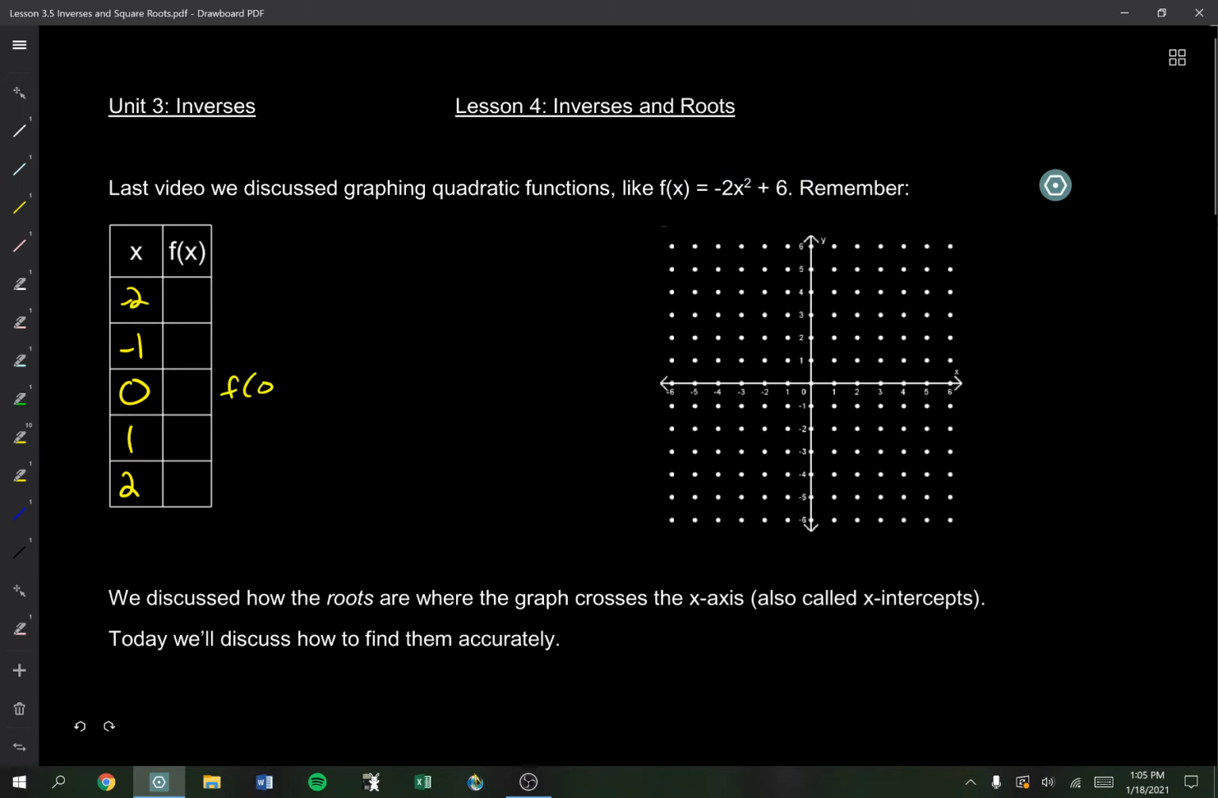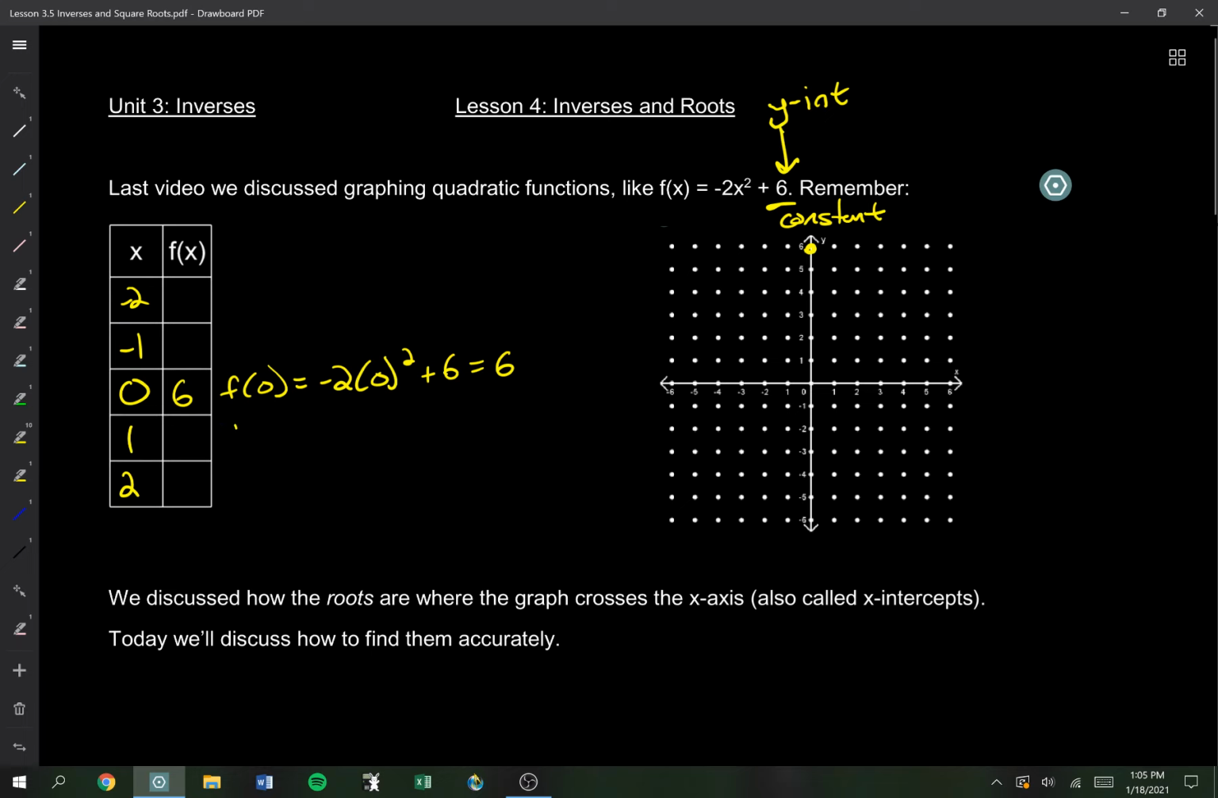If you plug in 0 for x, you just get 0 squared, which is 0, times negative 2 is 0, plus 6 is 6. This is the point 0, 6, and that is our y-intercept. This number right here is always going to be your y-intercept. This is called a constant. A constant is a number with no variable in it, a number that won't change if x changes.